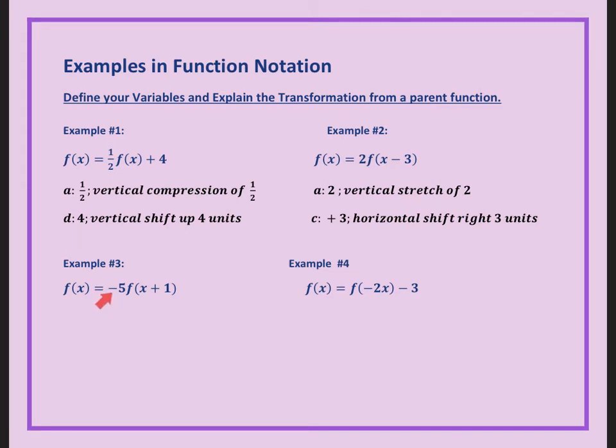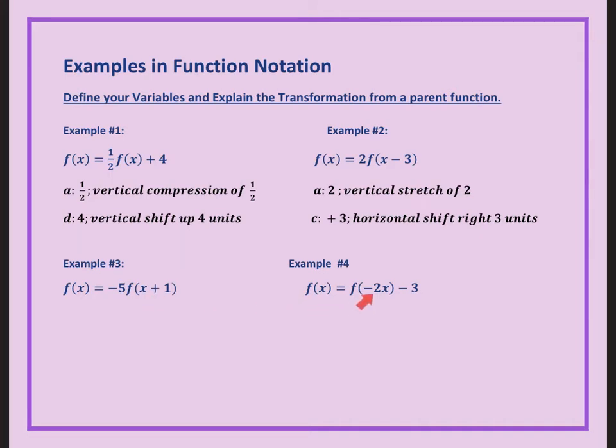So this -5 is in front of the function. So this is a vertical stretch. The biggest mistake here is people assuming that because it's a negative number it's less than 1. But for the vertical stretch or compression, we look at the absolute value, which is only a 5. So this is a vertical stretch of 5, and this causes a reflection over the x-axis. Now this +1 is inside your parentheses. Your C value is the opposite of this right here. So your C value is a -1. This graph is going to the left 1.